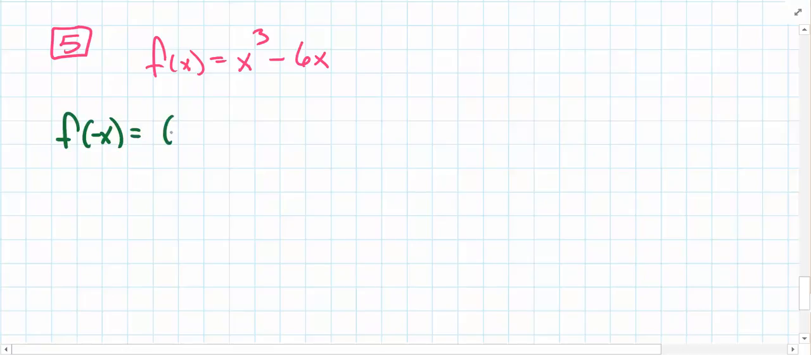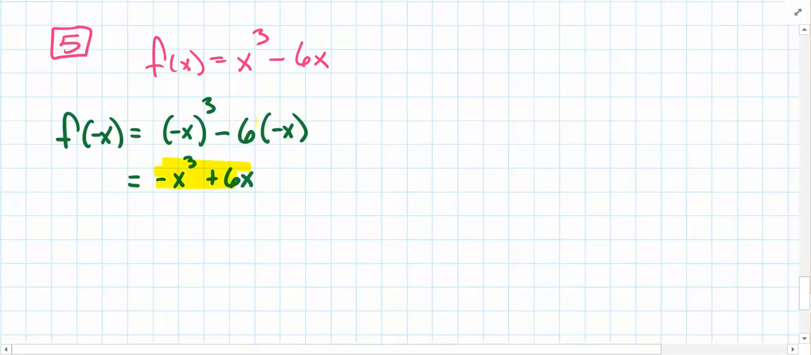Okay, let's use some algebra here. If I take a negative number and I raise it to a power of 3, that number will be what? It will be negative. So that's just negative x cubed. Negative 6 times a negative x is going to be a positive 6, so that's a positive 6x. Now compare. Is this thing the same as that thing, yes or no? No, they're not the same. So that means that f of x is not the same as f of negative x. So that tells me it's not even.